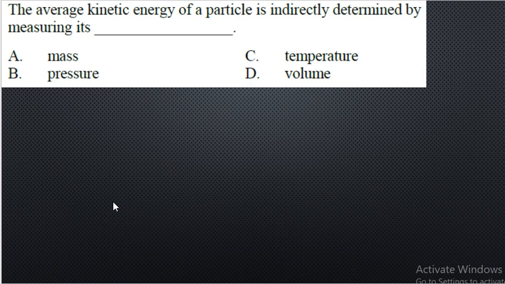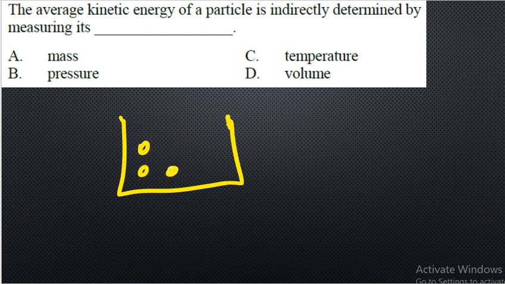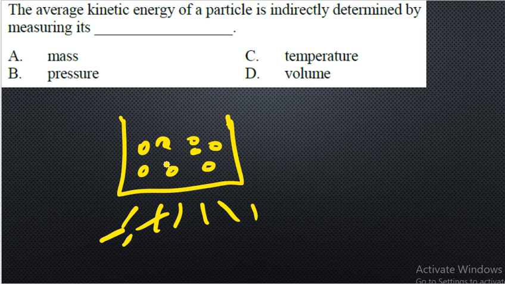The next question, the average kinetic energy of a particle is indirectly determined by... For example, in a room or in a box, air molecules are here and there. So when the temperature increases, the movement of the molecules increases. Or like considering you are boiling your water. At first, the water molecules were in constant motion, but when you increase the temperature, the movement of the molecules increases. So the temperature affects the movement of the particles.